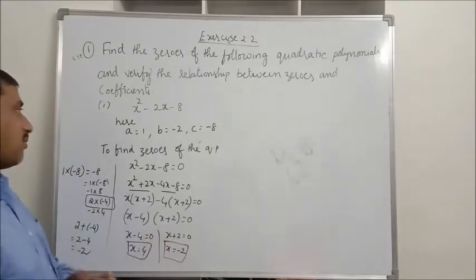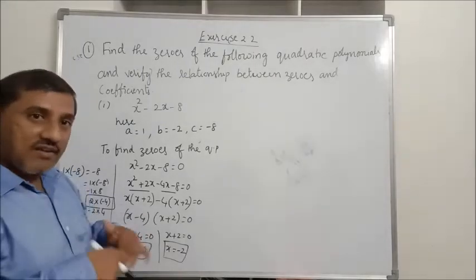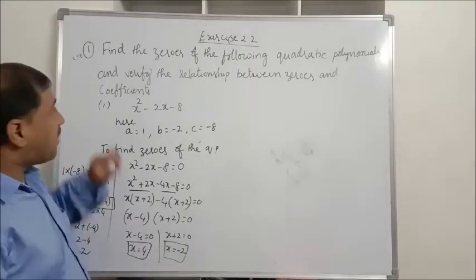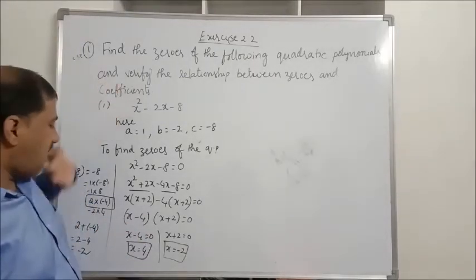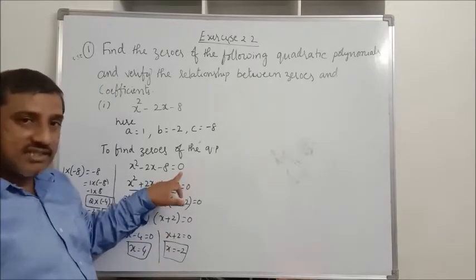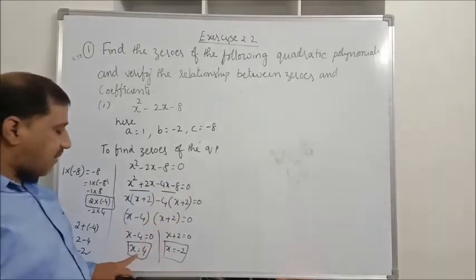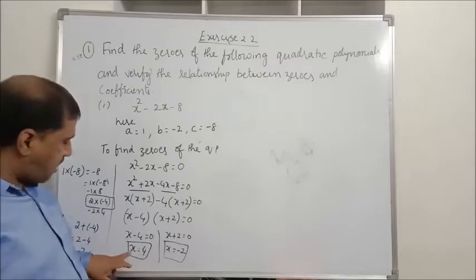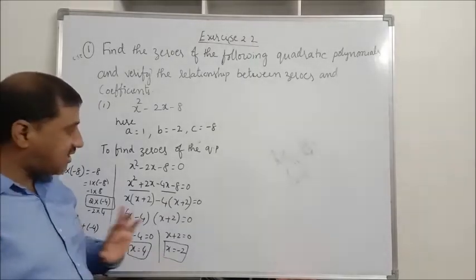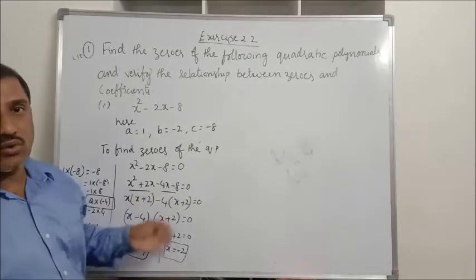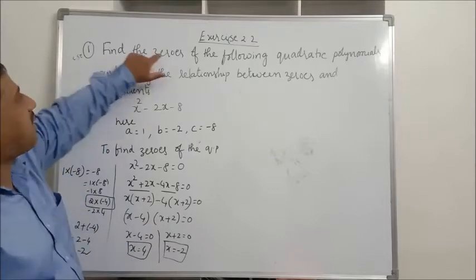Now the zeros of the polynomial. Zeros are nothing but the values of x for which the total value of the polynomial will be 0. We have equated it to 0, and we got two factors. From that, after transposing, we got x equals 4 and x equals minus 2 as the two zeros. So the first part of the problem is over.